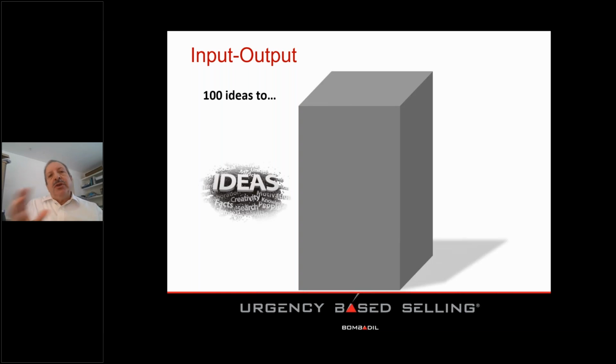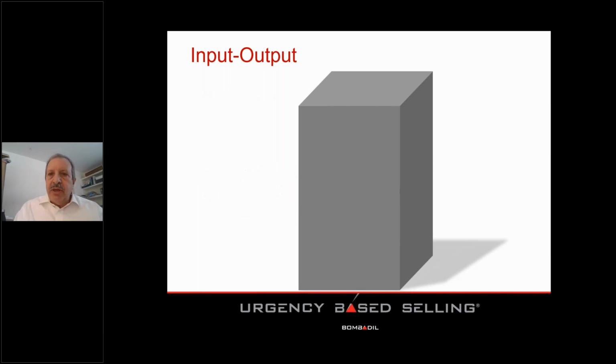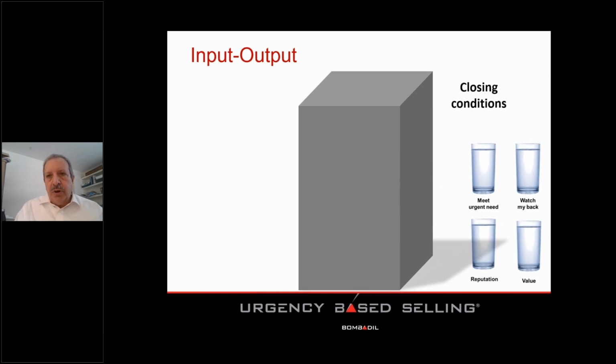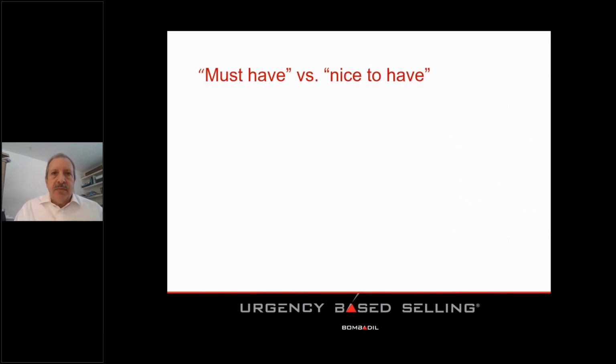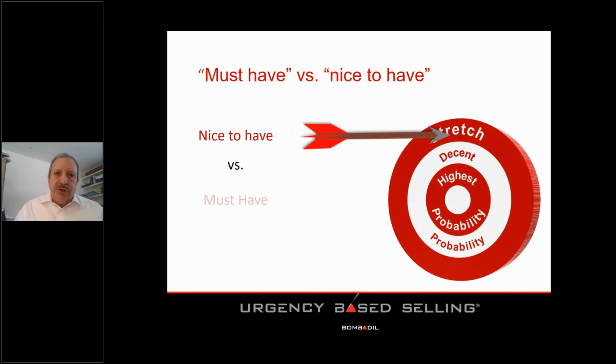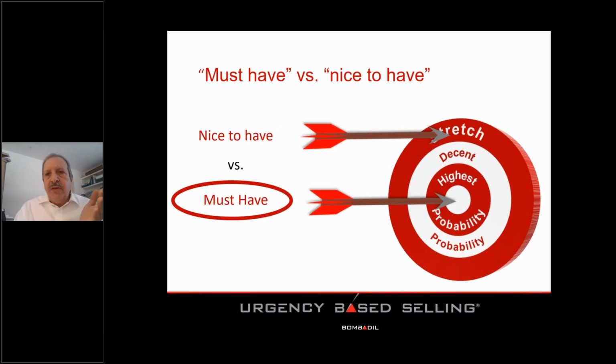So let's look at the input-output device again. You have 100 ideas from fact-finding. What you now need to do is winnow it down to the closing conditions that you could work on. When we're looking for closing conditions, we're not looking for nice to have, we're looking for the must-haves.